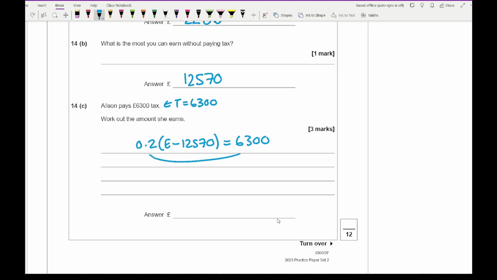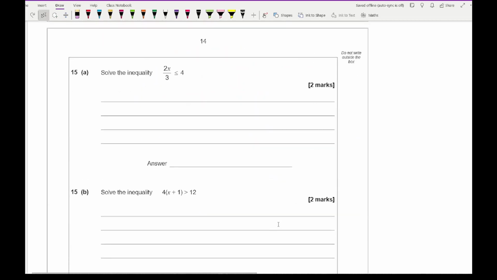So first thing I want to do is get rid of that 0.2. So I divide by 0.2, in which I get e minus 12,570 equals 31,500. So then all I then need to do is add that 12,570 to give me my e value, and that comes up to a grand total of £44,070.